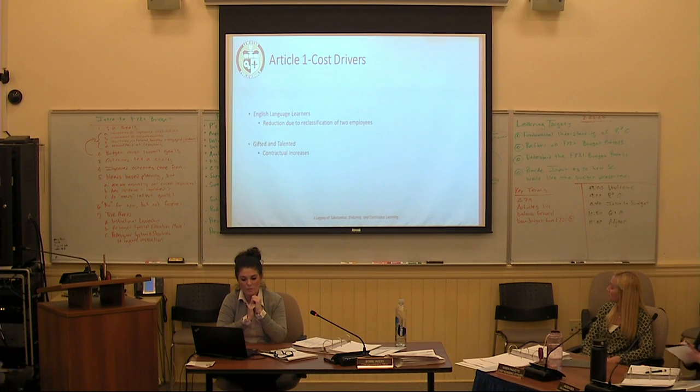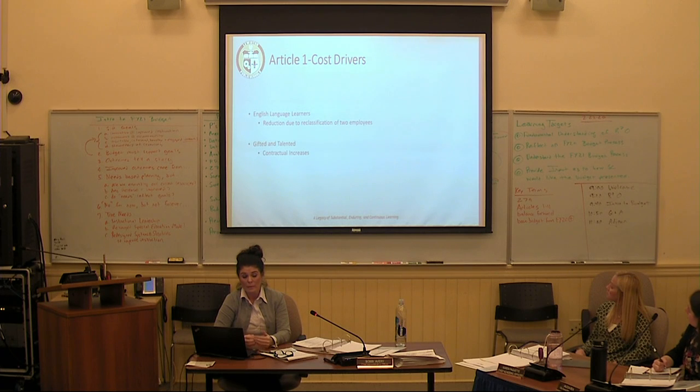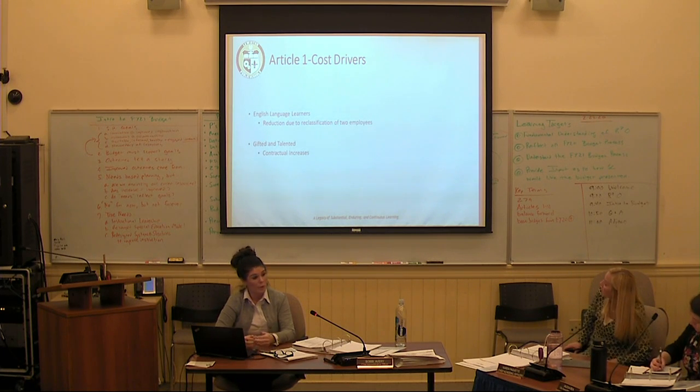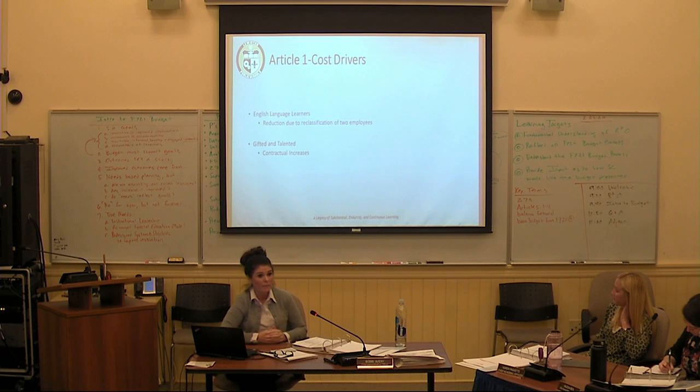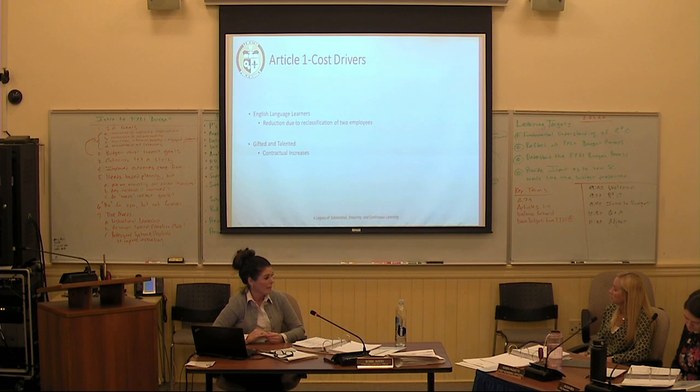For English language learners, we actually have a reduction in ELL, and it's due to a reclassification of 2 employees. As we've discussed many times before, we're really committed to ensuring that proper coding is occurring for all of our staff. And as we find places in which we need to improve upon that, we do that, and we're doing that this year with ELL, moving 2 employees out of ELL who really should be in a different article. And then gifted and talented is contractual increases only.